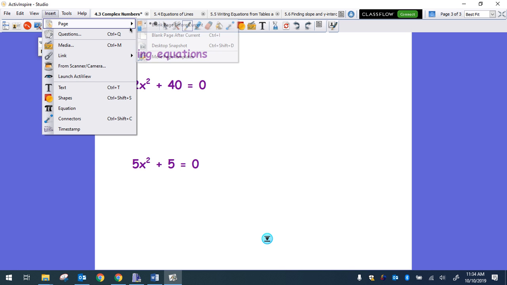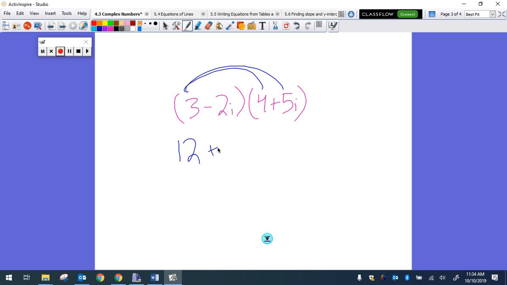I'm going to do one more like that, just to make sure we're good. Let's do 3 minus 2i and 4 plus 5i. Okay, let's do this one. So 3 times 4 is 12. 3 times 5i is 15i. Negative 2i times 4 is negative 8i. And negative 2 times 5 is negative 10. And i times i is i squared. I can combine the 2 in the middle. Did I do the exact same problem? I did. Oh my goodness.